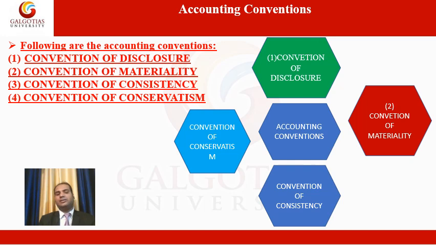Guys, there are four main accounting conventions, which are as follows. Number one is the convention of disclosure. Number two is the convention of materiality. Number three is the convention of consistency. Number four is the convention of conservatism. I'm going to explain these accounting conventions in detail in the upcoming slides, right?